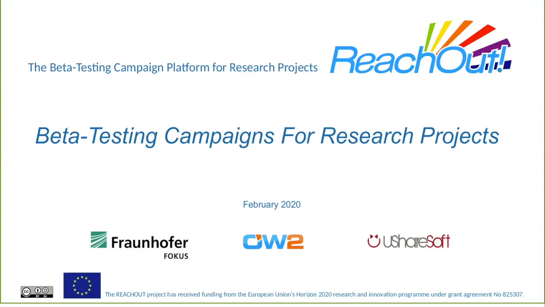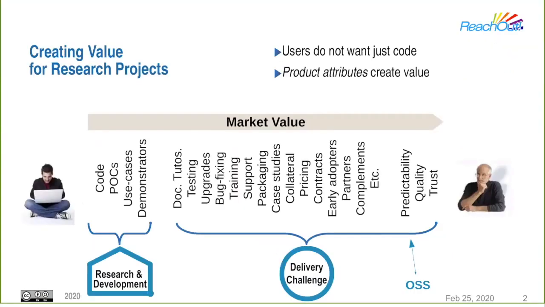So first of all, ReachOut is a European coordination and support action, and our goal is to help European projects run beta testing campaigns. So the underlying objective behind ReachOut is to create value for research projects. Indeed, when research projects deliver their results, it's not just about giving the code to the users. There are many more attributes, which are listed here, which create value for project results.